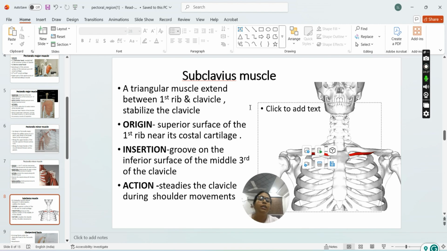It is supplied by a nerve called the nerve to subclavius, which arises from the upper trunk of the brachial plexus. A nerve called the nerve to subclavius; we will talk about it while discussing the brachial plexus.